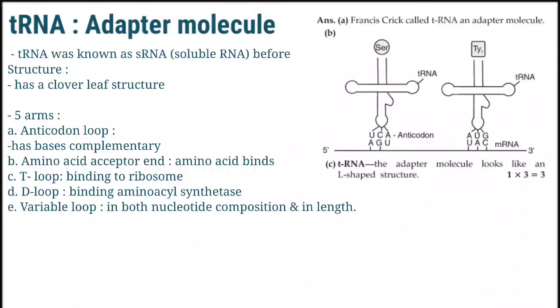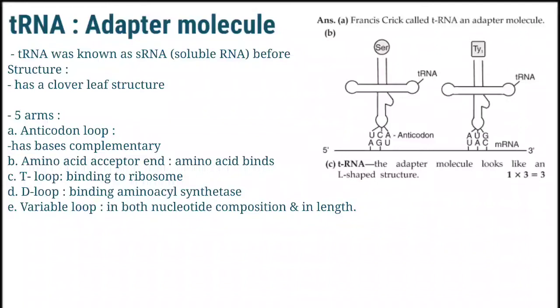The fourth one is the D loop. The D loop helps in binding the aminoacyl synthetase. The fifth one is the variable loop. It is what? It is variable in both nucleotide composition and in length.